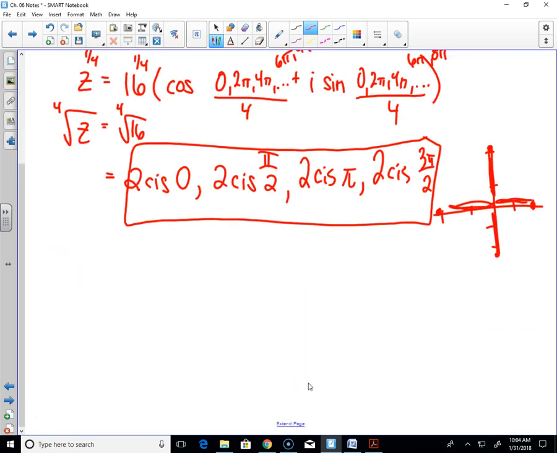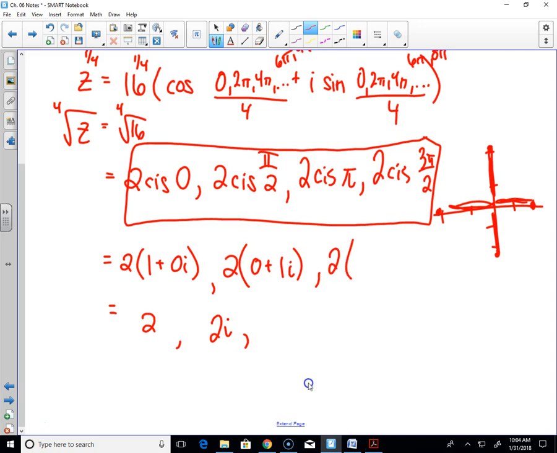Cosine of 0, not negative 1. It's that way. Positive 1. So we're going to end up with 2 times positive 1 plus sine of 0 is 0, right? Which is just going to end up being 2. Then I have 2 cosine of pi over 2, that's 0, plus sine, that'd be 1 times i. 2i.